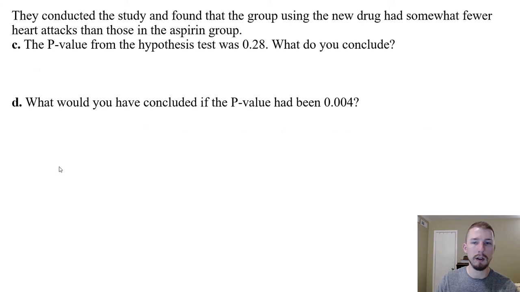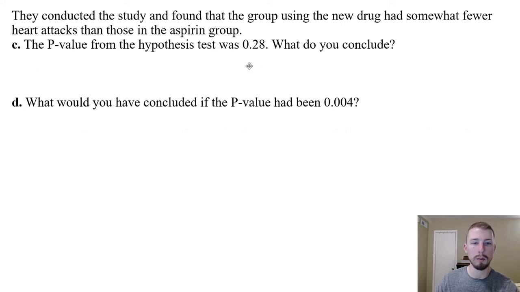They conducted the study and found the group using the new drug had somewhat fewer heart attacks than those in the aspirin group. Okay, so that's good. It's in the right direction, but the p-value for the hypothesis test was 28%. So meaning it was only in the top 28 percent of the sampling distribution model if it was still 44%, which is not going to be enough evidence. So that's not enough proof for us to be able to reject the null hypothesis. So that could have occurred by chance.